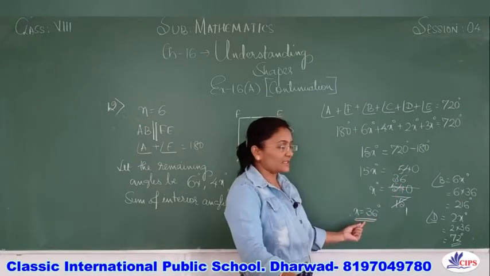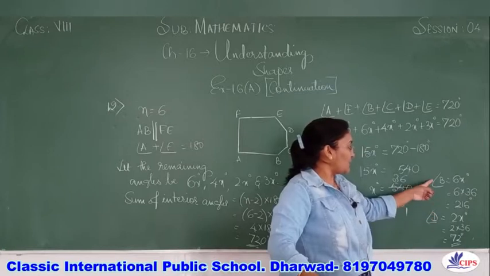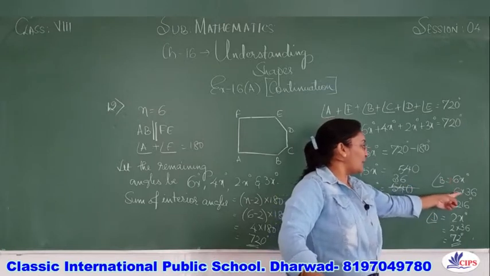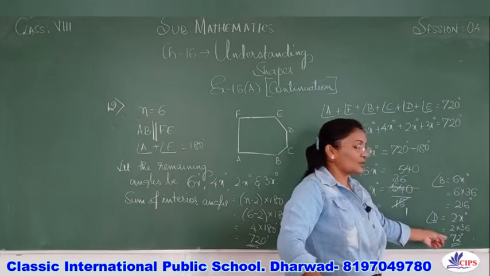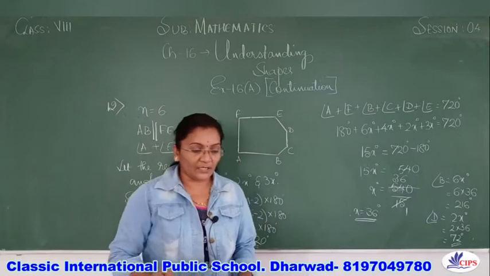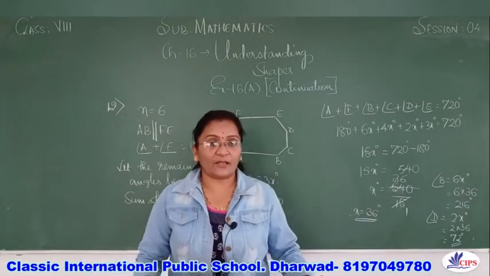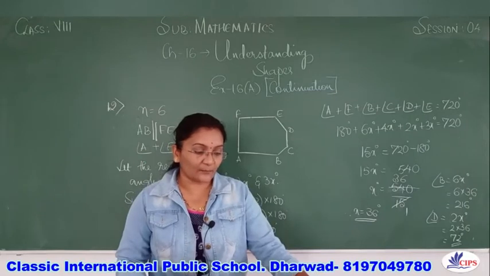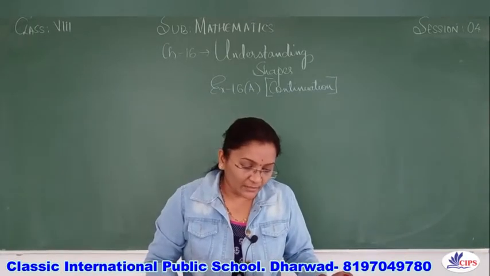So x value is 36 here, and they have asked us to find the value of angle B and angle D. So angle B was 6x. So x value we have to substitute, and we have got 216, and D value is 2x. So it will be 2 into 36, 72 degree. So we have completed the 12th sum. Let's move on to the 13th one. Let's begin the 13th one.